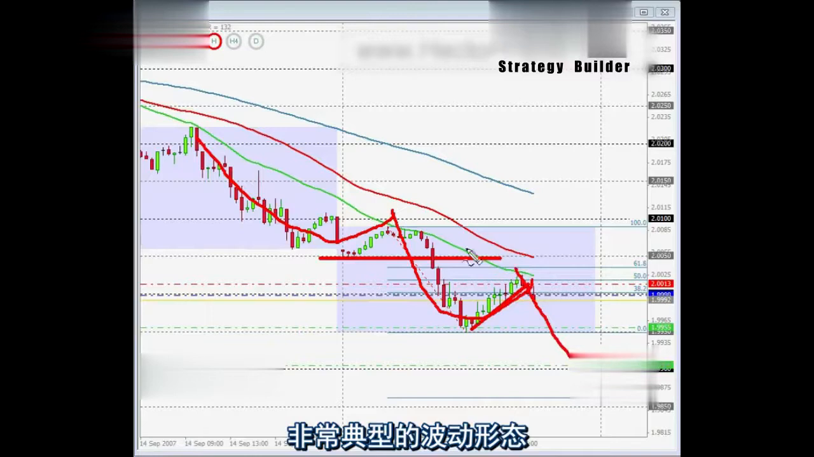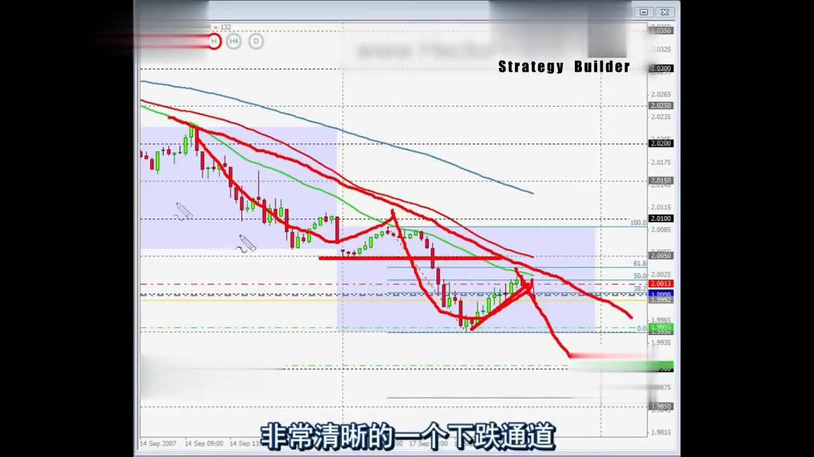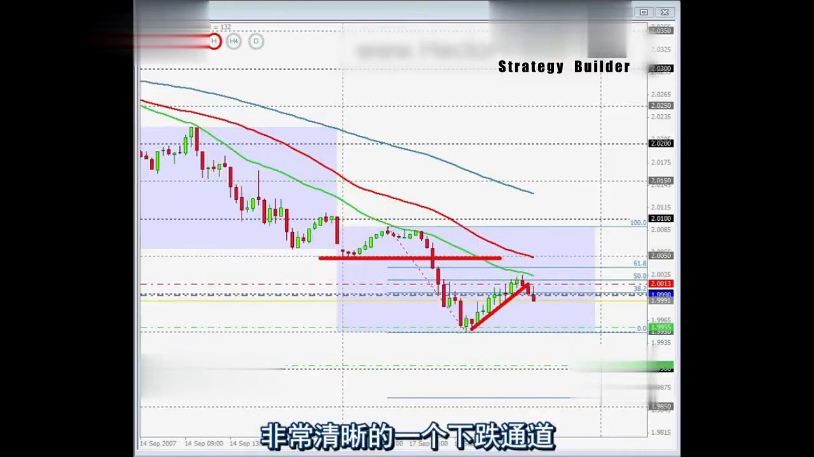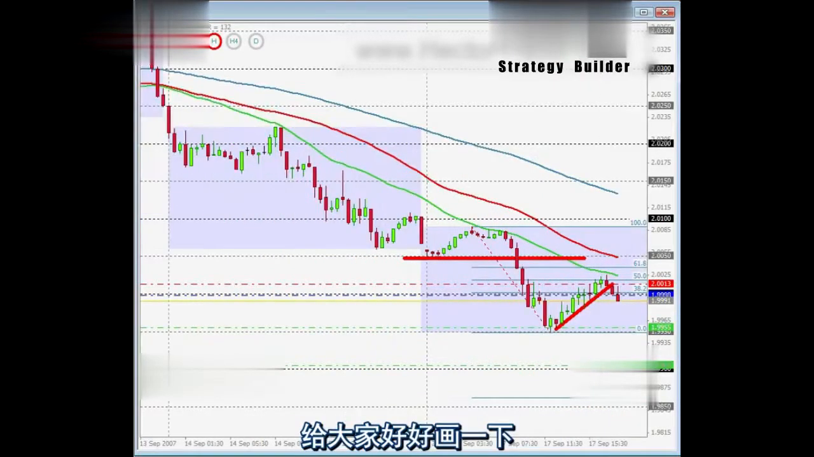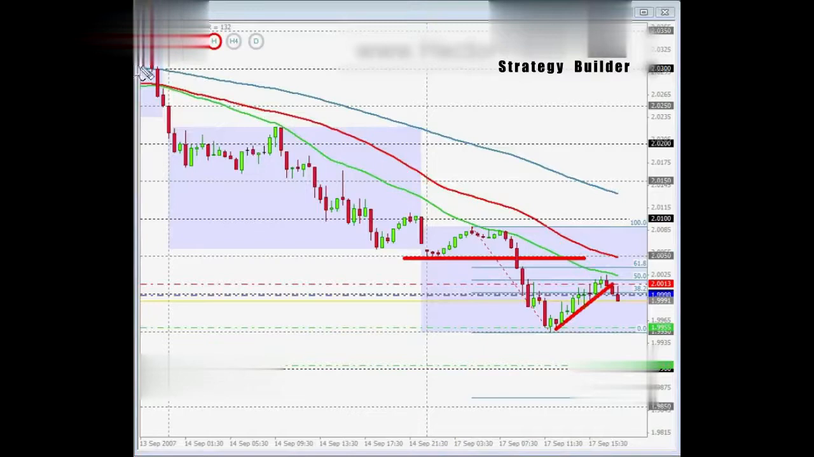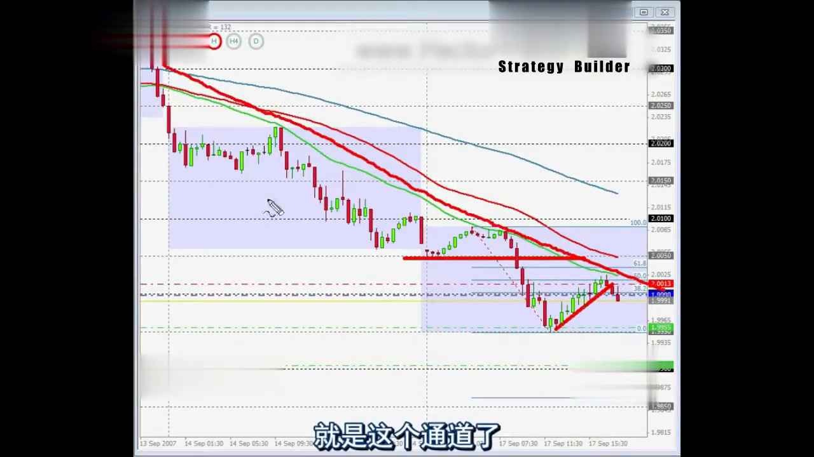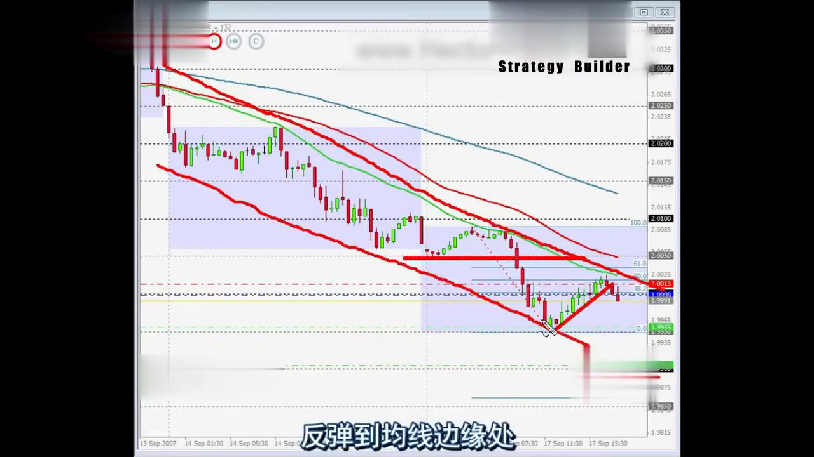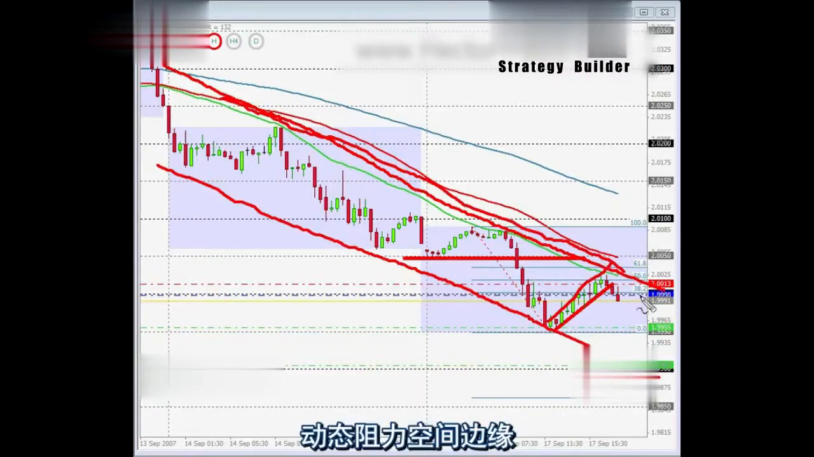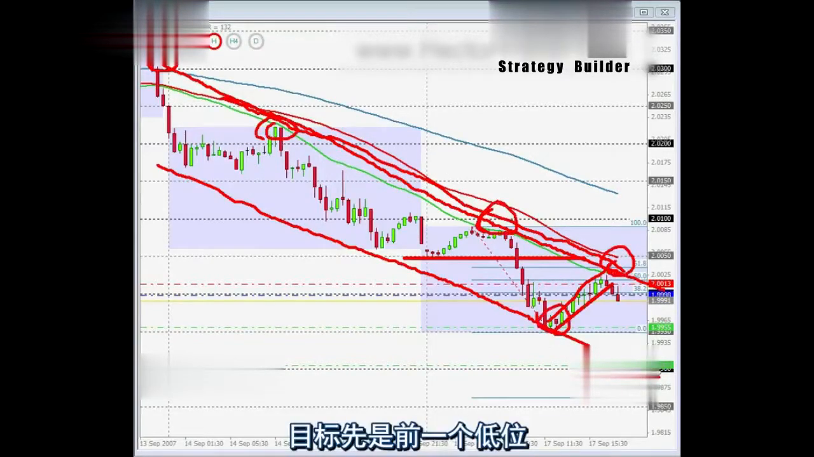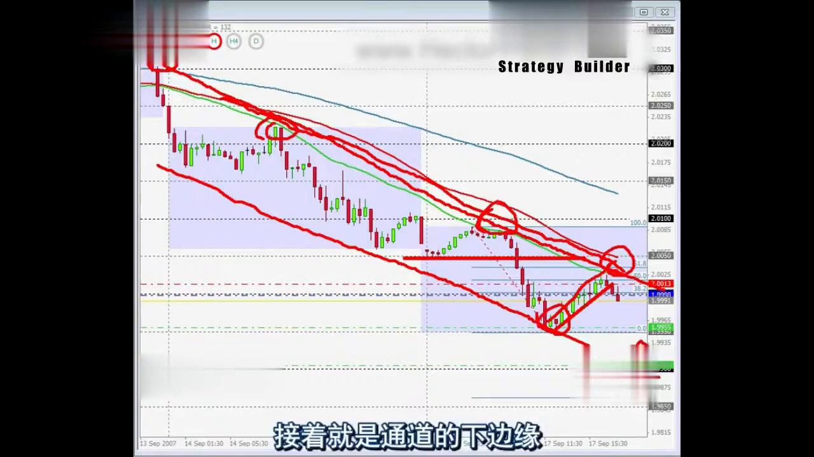That's the type with a clear trend line. It's actually a clear channel. Let me show you the clear channel on the chart. There you have it. That's the channel I'm looking to trade, retracing back up to the moving average formation, to the dynamic area of resistance, to the top end of this channel, and aiming firstly for the previous swing low, and then the bottom of the channel.